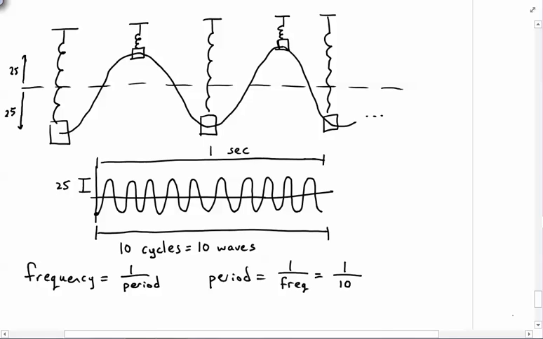I also know that B is 2 pi over period. So, because period is 1 over 10, when I divide by a fraction, that's the same thing as multiplying by the reciprocal. So the value of B is 20 pi.